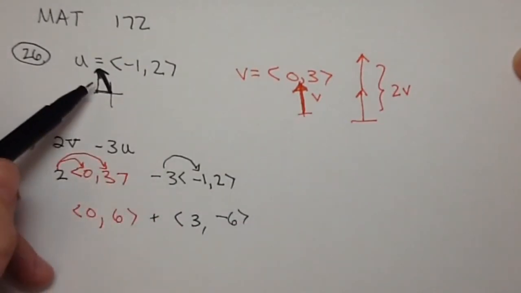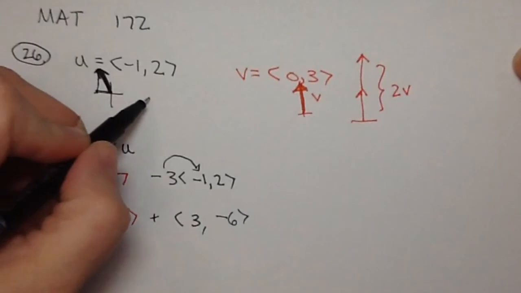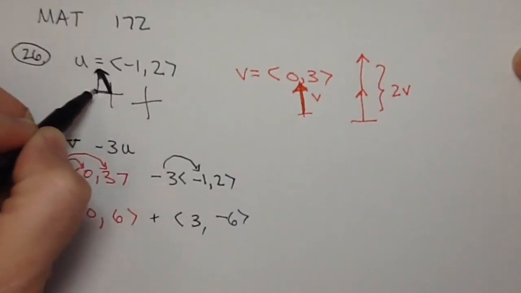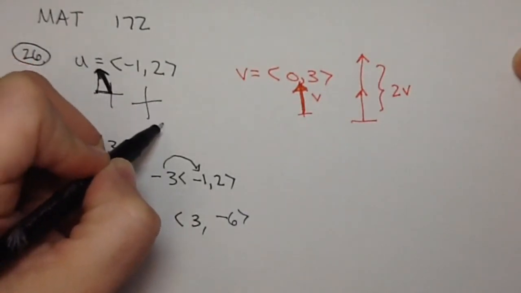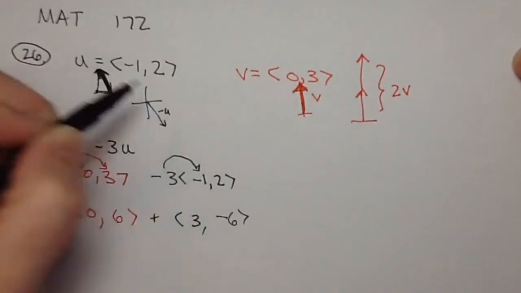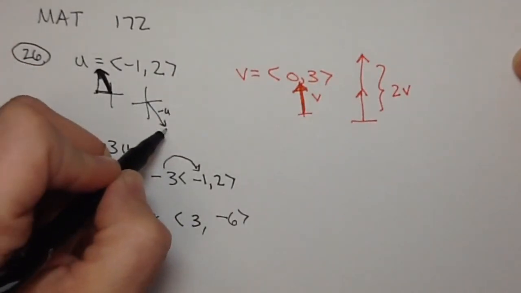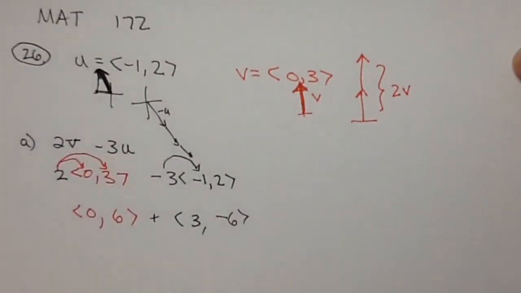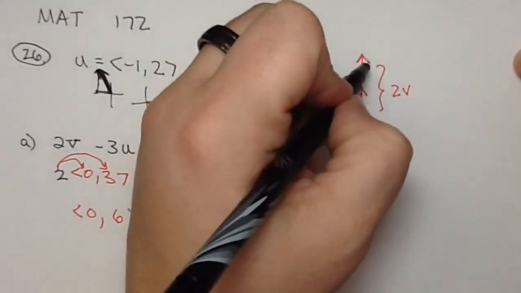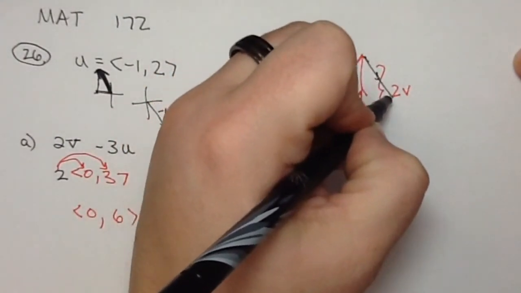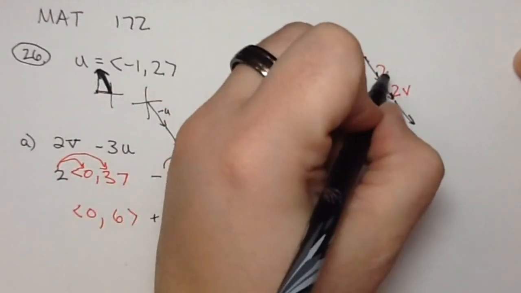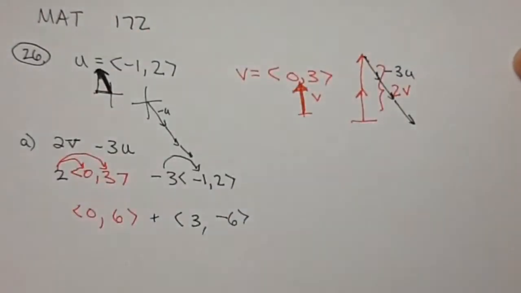So we're going to take u and spin it on its head. So what was left and up is now right and down. So this is minus u. And we're doing it 3 times: 1, 2, 3. So we've got 2v and then 1, 2, 3 minus 3u.